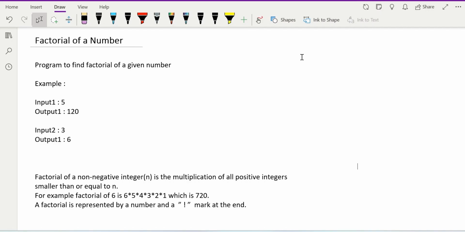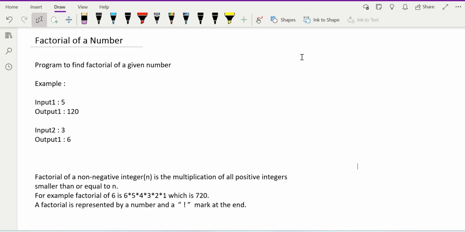Today, in this video, we are going to learn another important program, which is a program to find the factorial of a given number. This program is important and it is one of the most asked programs in interviews as well as in academic exams. So you must know how to code this particular program. Okay, so let's start with the solution.